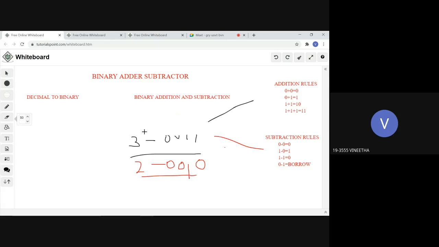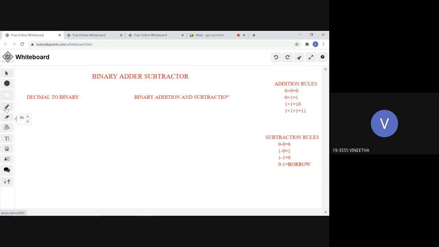But borrowing is a very difficult process. So we have two other methods for subtraction, which are one's complement and two's complement. Even in one's complement, we get borrows, so we go for two's complement. Now let's see how to perform subtraction of two binary numbers using two's complement. I'll consider the same example, 5 minus 3.